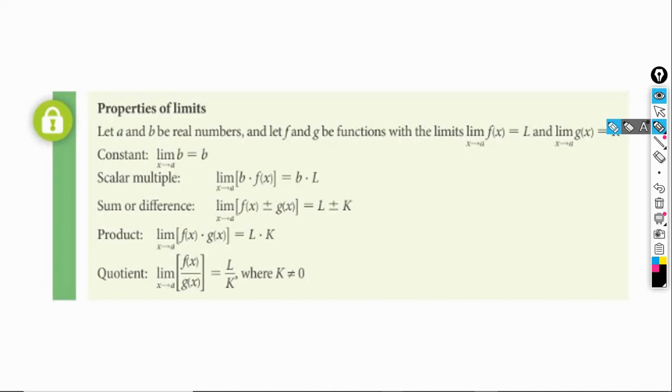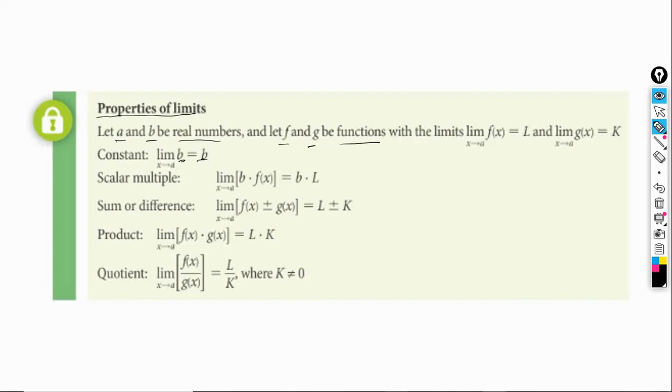So what we have on the next slide is a summary of the properties of limits. They start by saying, let a and b be real numbers, let f and g be functions with the limits: limit of f of x as x approaches a equals L, and limit of g of x as x approaches a is k. And then here come the properties. So the constant property means that if b is just a constant, then the limit as x approaches a of b is just b.